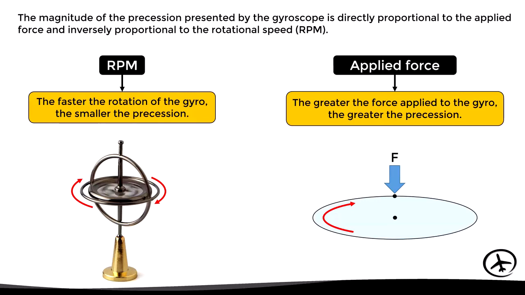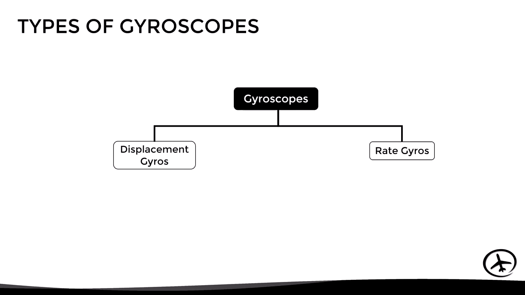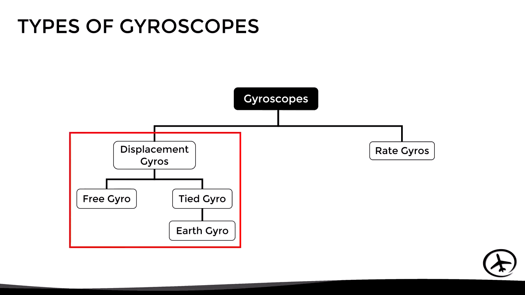Now let's see what are the different types of gyroscopes we can find. In essence, gyroscopes can be classified into displacement gyros and rate gyros. And at the same time, displacement gyros can be divided into free gyros and tied gyros, among which we can highlight the earth gyros. Let's see a brief description of each one of these and where they are used, starting with the displacement gyros. Let's start with the free gyro, also known as space gyro.